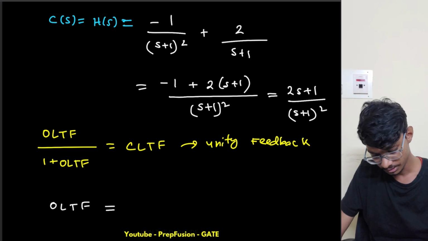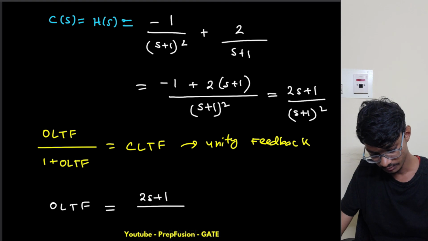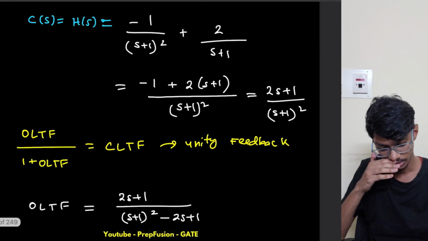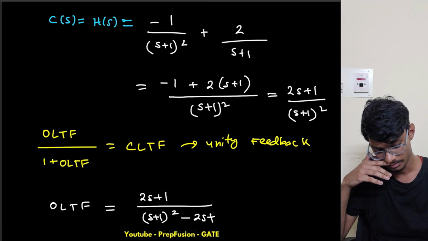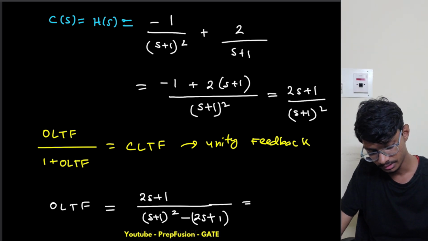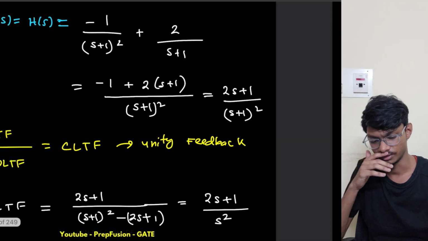So what I will do now is the OLTF will be 2s plus 1 divided by, I hope you are understanding how I am doing this. Simply componendo and dividendo, right? This is minus 1 actually. Okay, so now if I do this, what I will get is 2s plus 1 divided by s square. Okay, so this is just a basic calculation. You can do it for yourself.